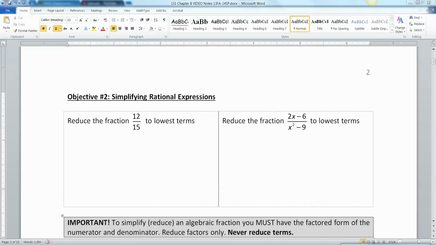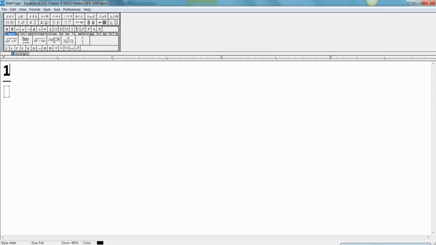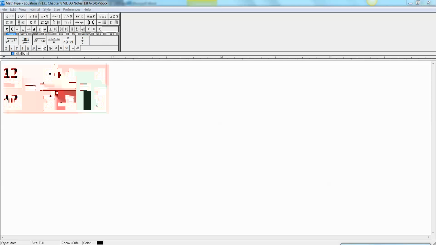Continuing on with section 8.1 part 1, let's review how to simplify some rational expressions. Now remember, many math classes ago you learned how to reduce 12 over 15. 12 over 15 is the same thing as 3 times 4 over 3 times 5, and then you would reduce the 3's because 3 divided by 3 makes 1, which means that the result would be 4 over 5. Right here.